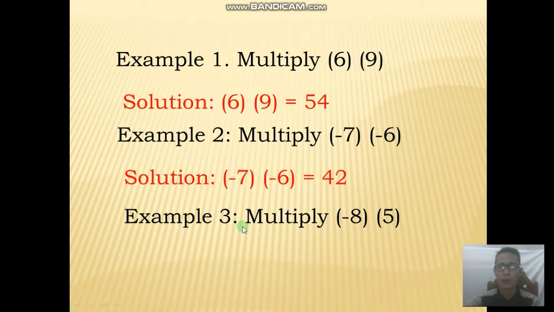Example number 3, multiply negative 8 times positive 5. So, in this case, two numbers have different signs. One is negative and one is positive. So, yung product natin dito is negative, applying rule number 2. So, negative 8 times positive 5 is negative 40.